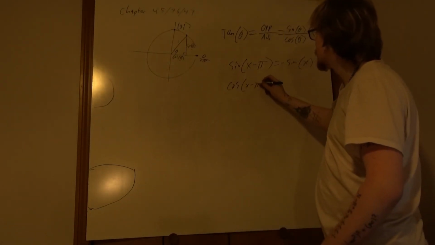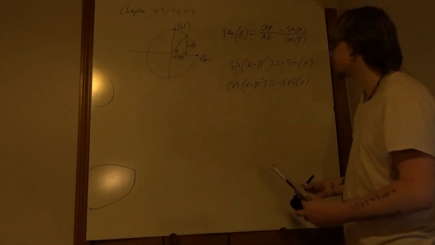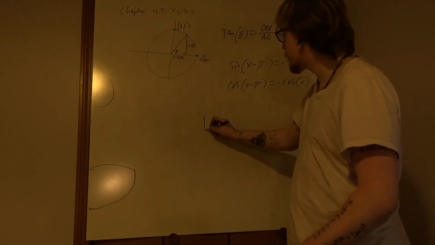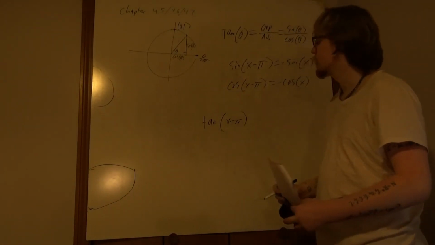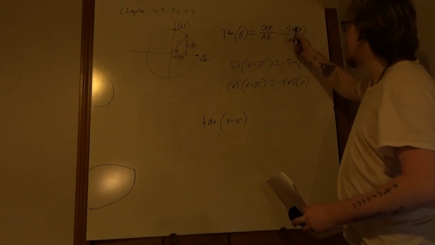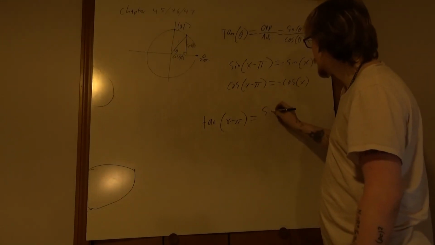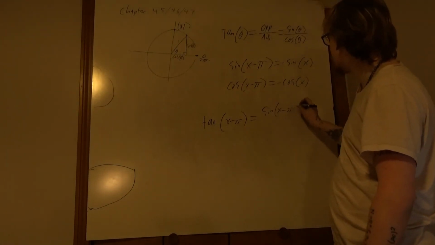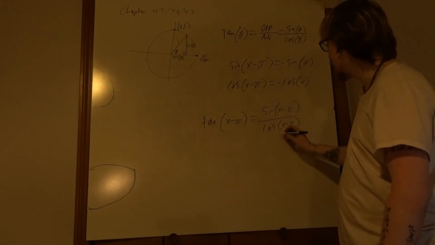Likewise, cosine of x minus pi is going to act like negative cosine of x. So, what is tangent of x minus pi? Well, based on the definition we have up here, tangent of something is equal to sine of that something divided by cosine of that something. So this is going to be sine of x minus pi all over cosine of x minus pi.